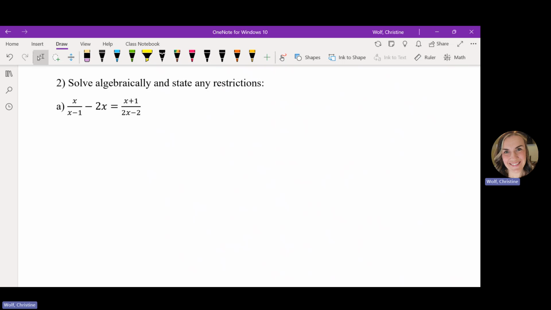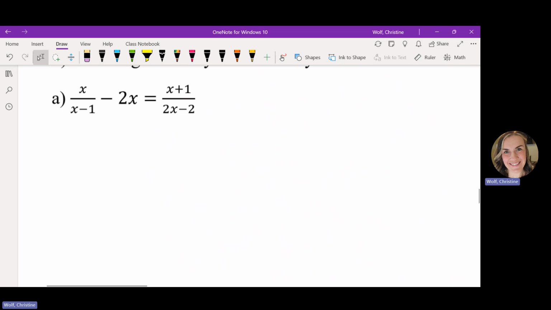This guy, okay, so we're beefing it up a little bit because I have two fractions. You always start the same way though. You want to get rid of your denominator. You don't want fractions. The problem is you have two denominators. You have x minus 1 and 2x minus 2. We did this in Precalc 20.